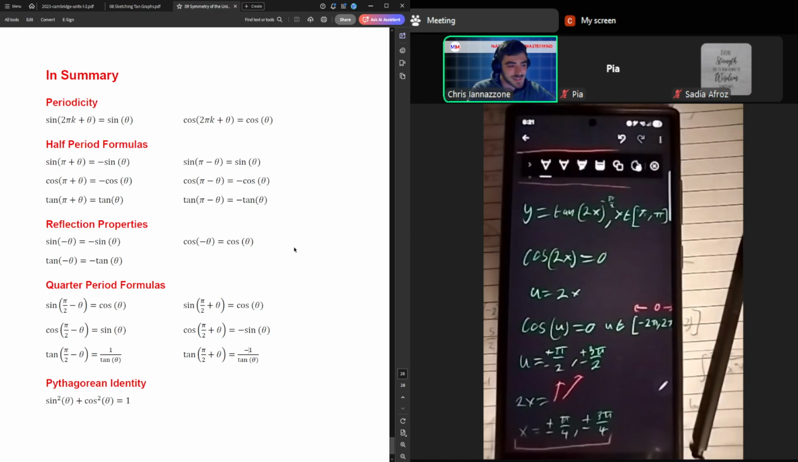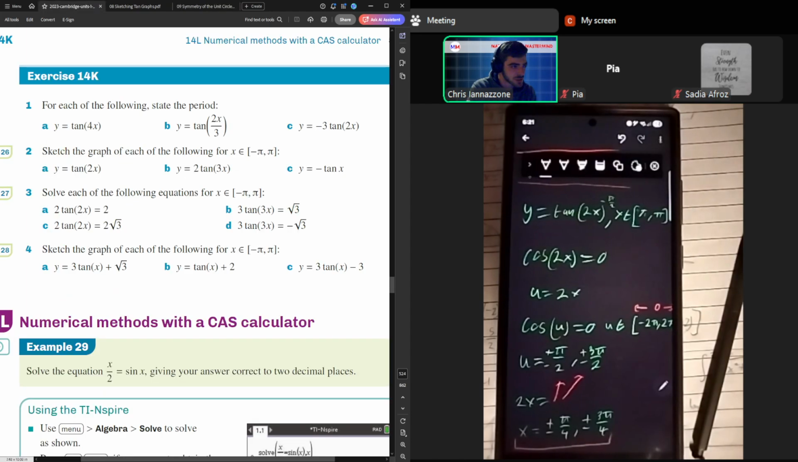So anything in there left to clarify? Okay. Lots of stuff there. Let me just double check where the actual questions for this are. 14D. Yeah, okay.